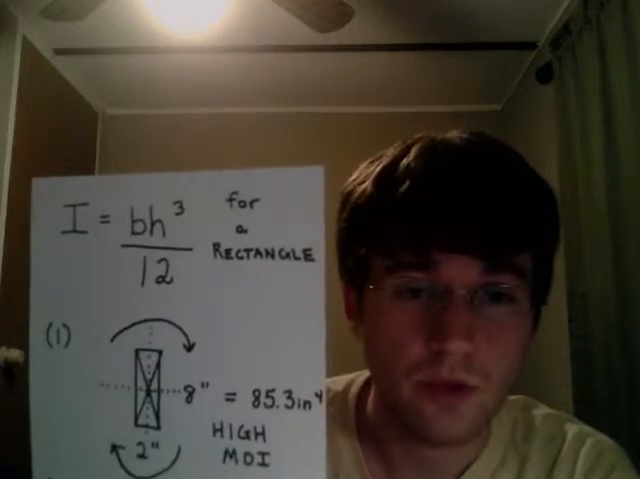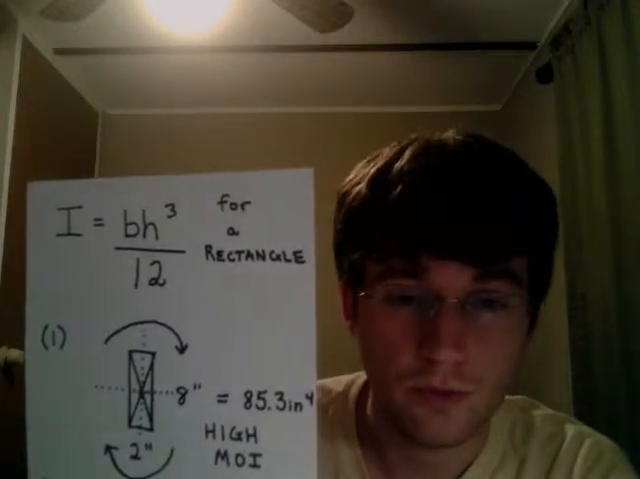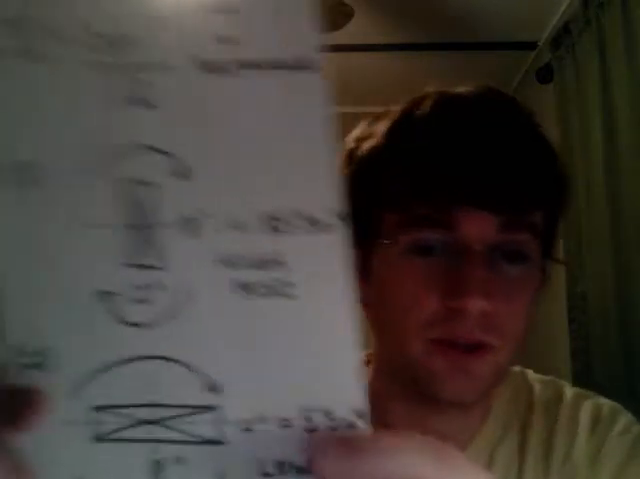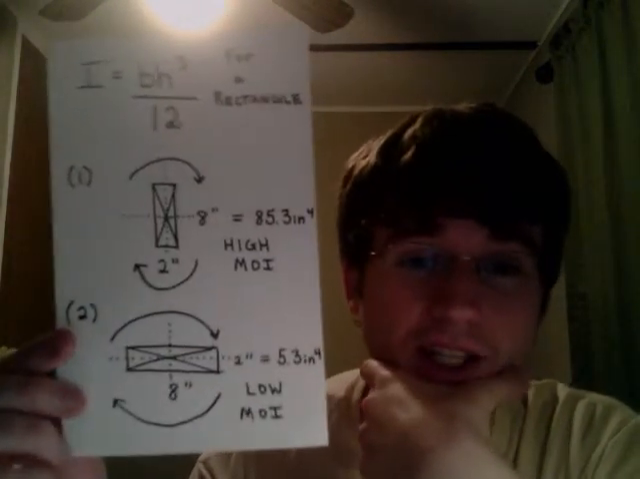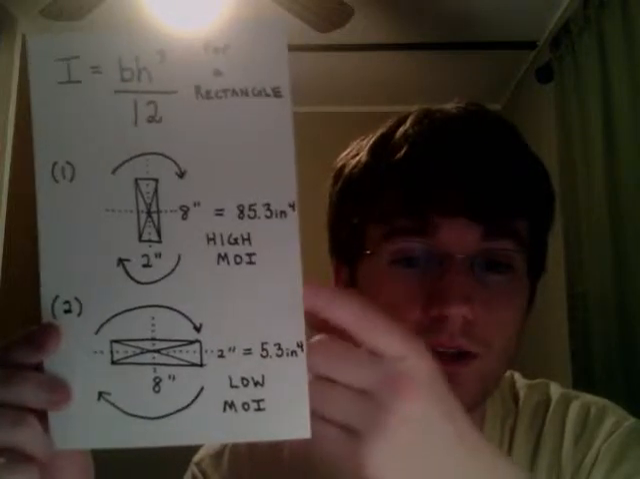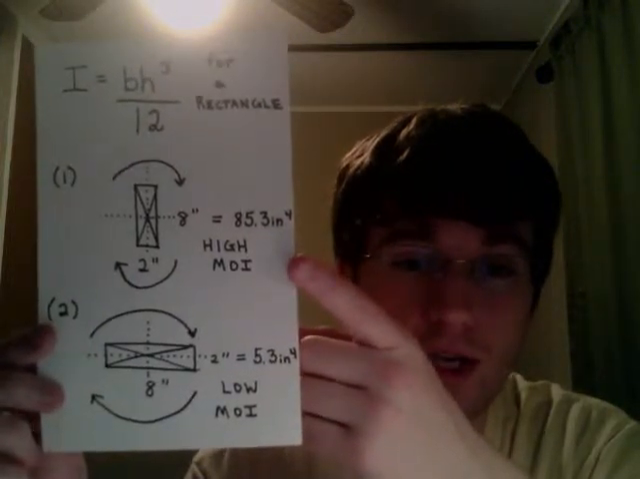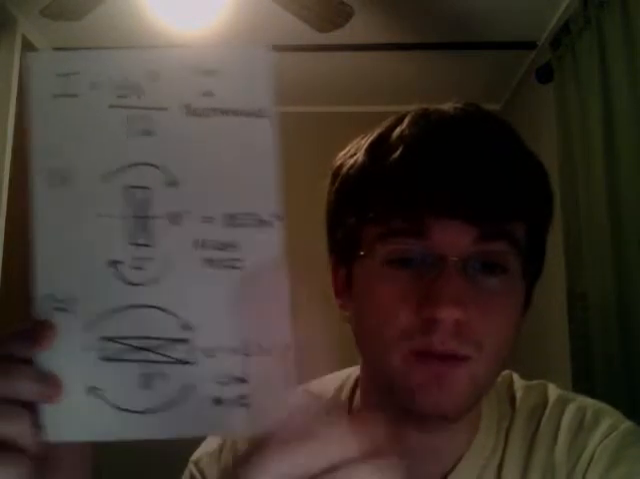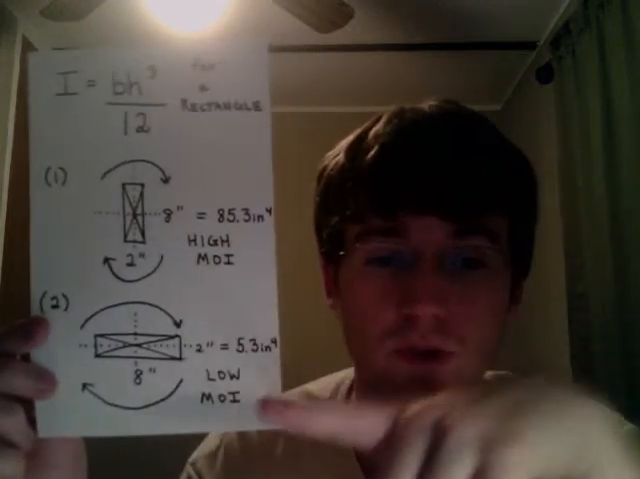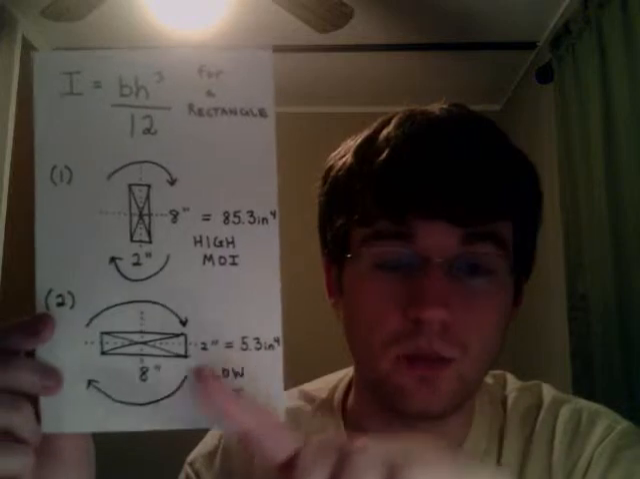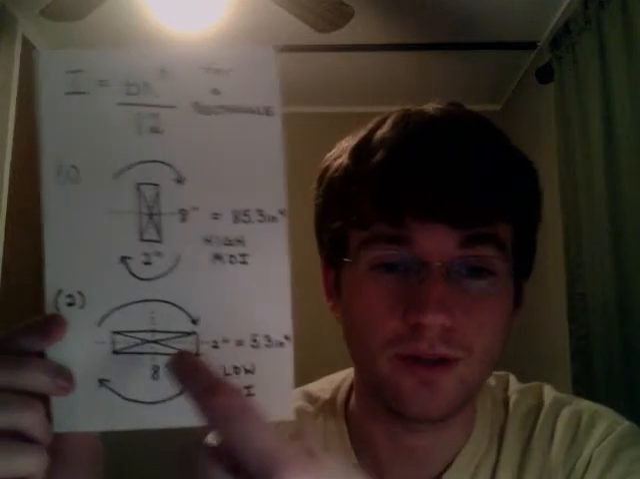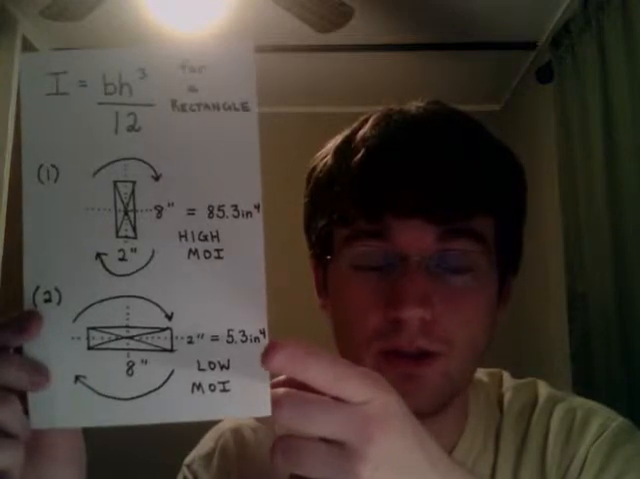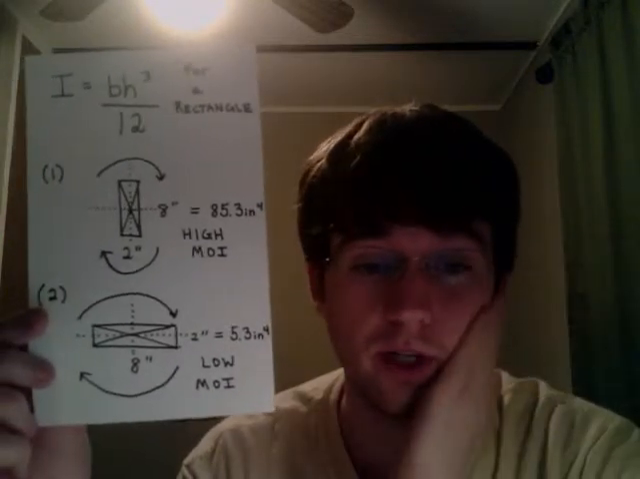And this is based on the equation I equals bh to the third over 12 for a rectangle. I did two examples here, and went ahead and calculated this out for a 2x8. What this is saying is that there's a higher moment of inertia when the 2x8 or 2x10 or 2x6, depending on which size you're using, is standing on its endpoint, or the smaller side, as opposed to the low moment of inertia when it's laying on the long side. And as you can see, it's 85.3 inches to the fourth and 5.3 inches to the fourth on the second one.